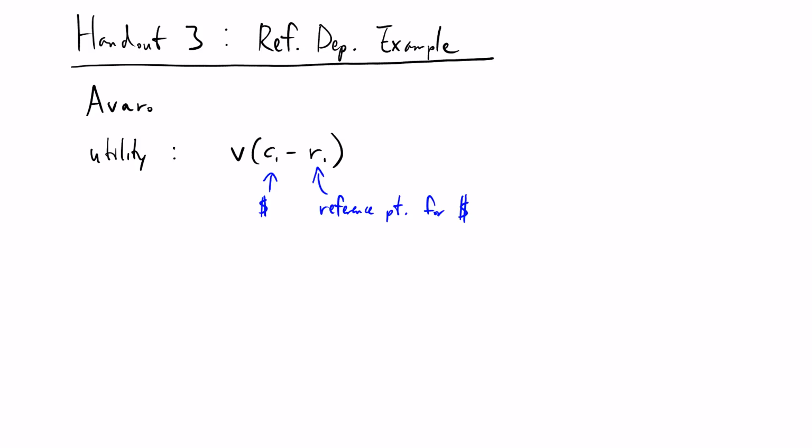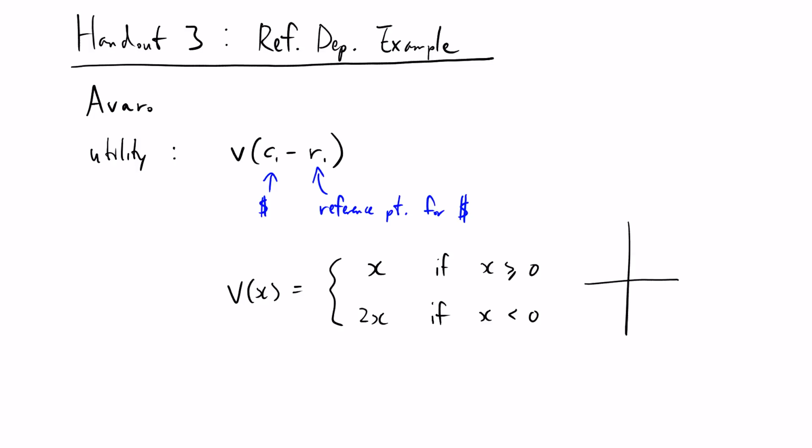V is a function in which it's equal to x if x is bigger than 0, and equals 2x if x is less than 0. As I have already drawn before, this is simply a loss aversion function. In the gain domain, you have something like this. In the loss domain, you have 2 times the slope. Okay, so that's what we have.